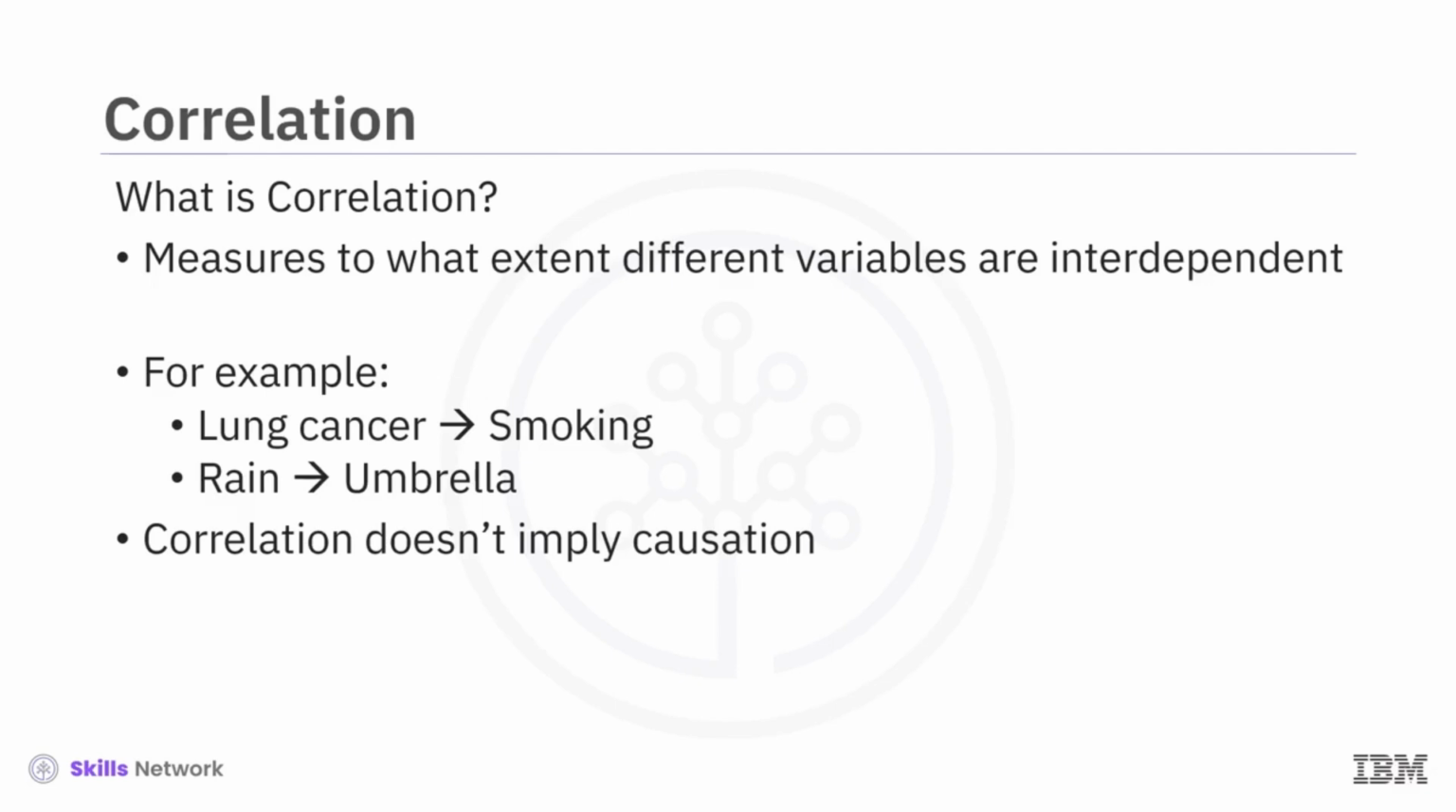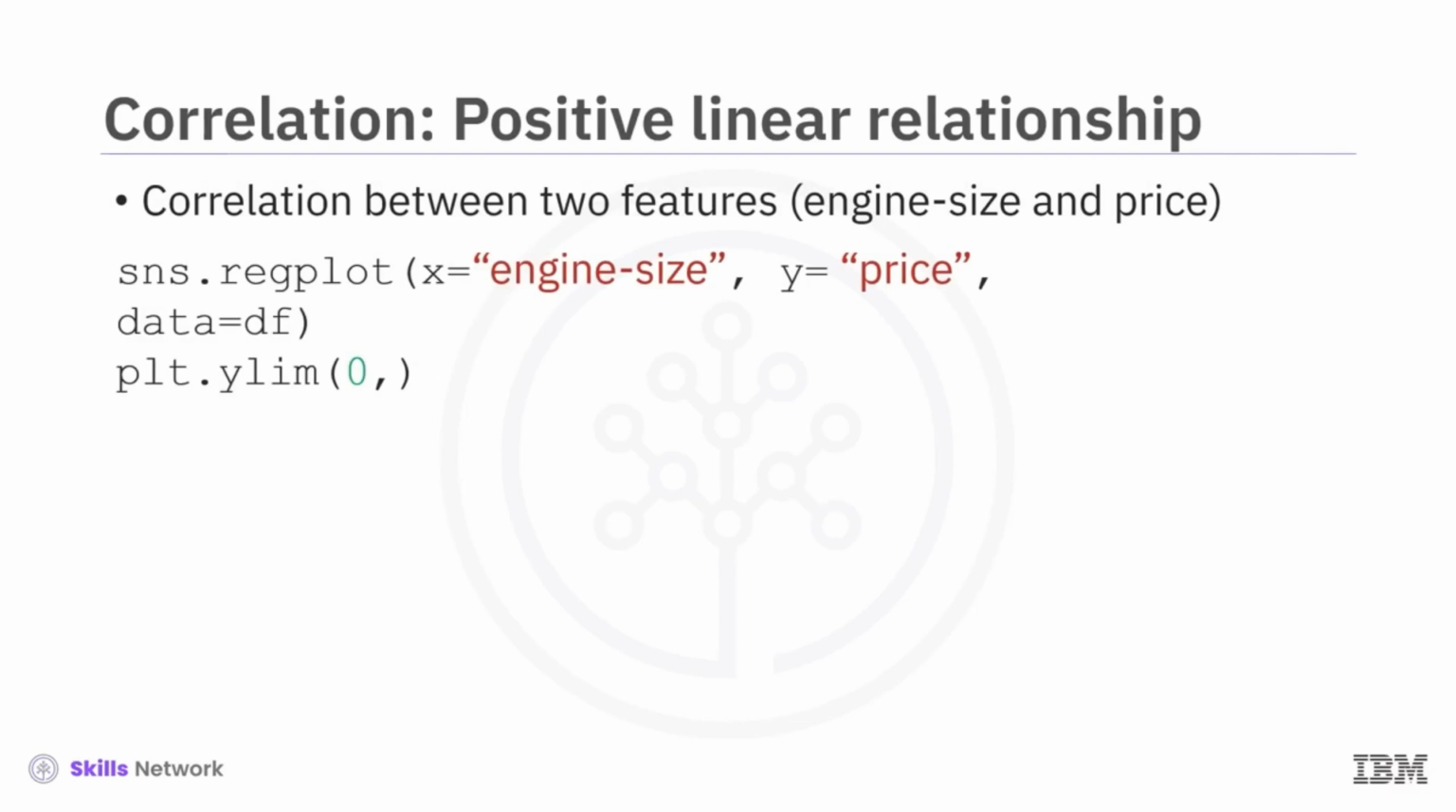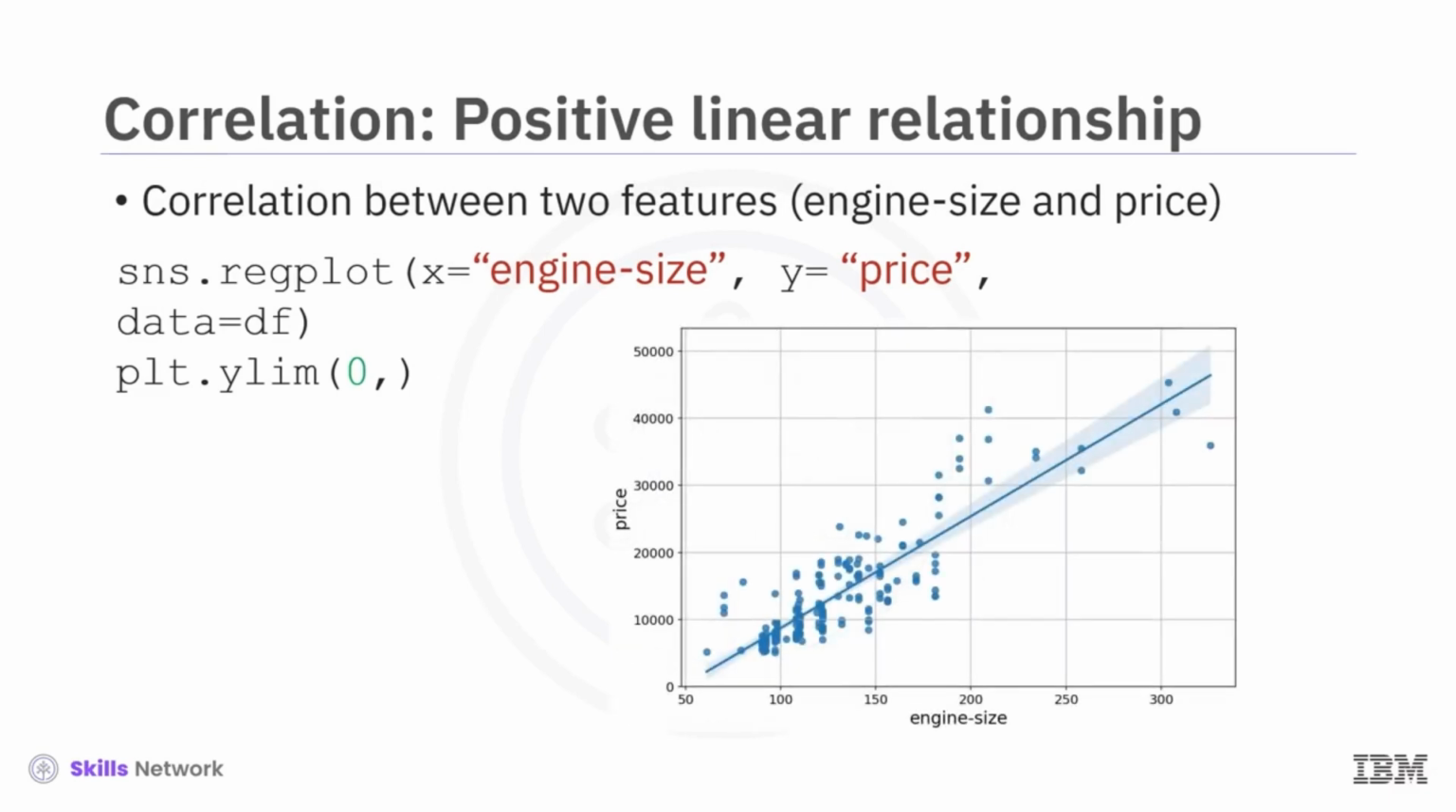In data science, we usually deal more with correlation. Let's look at the correlation between engine size and price. This time, we'll visualize these two variables using a scatter plot and an added linear line called a regression line, which indicates the relationship between the two. The main goal of this plot is to see whether the engine size has any impact on the price.